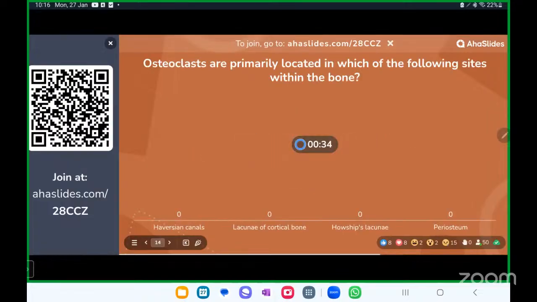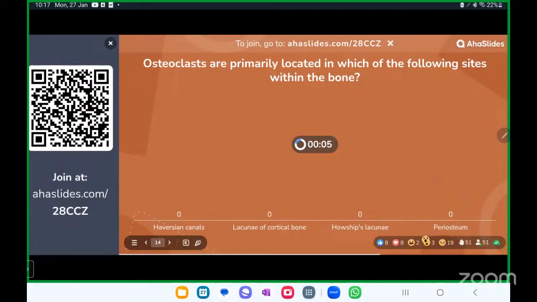Seventh question. Osteoclasts are primarily located in which of the following sites within the bone? Such type of questions were asked earlier in previous old NEET papers, but right now such questions have decreased. Okay, but again, this can be from an anatomy point of view, also histology. I think they can give an image and also point out the location.